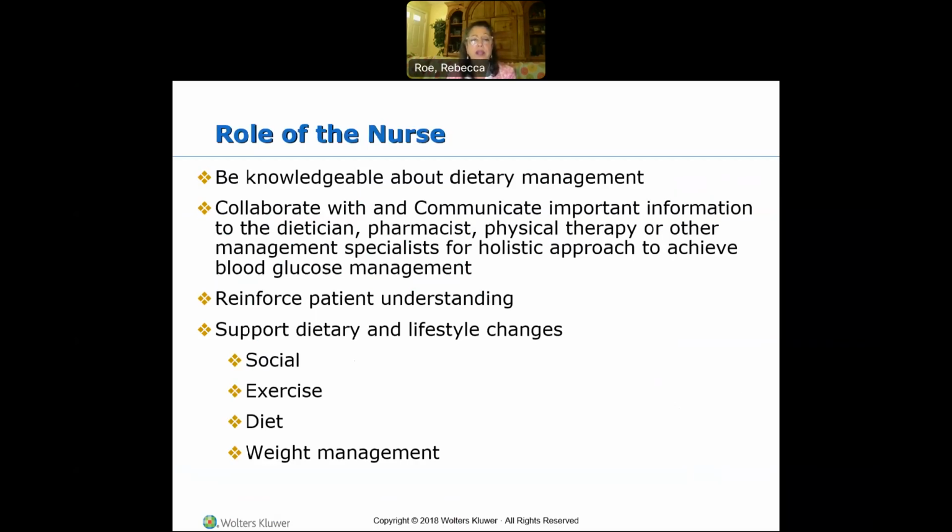So the main thing is to collaborate and communicate information to the dietitian. If you find out things with your patient, that they have special events or special needs or specific dietary restrictions for whatever reason, the dietitian needs to know about that so that they can plan with the patient to effectively have a meal plan or menu plans that will help them.